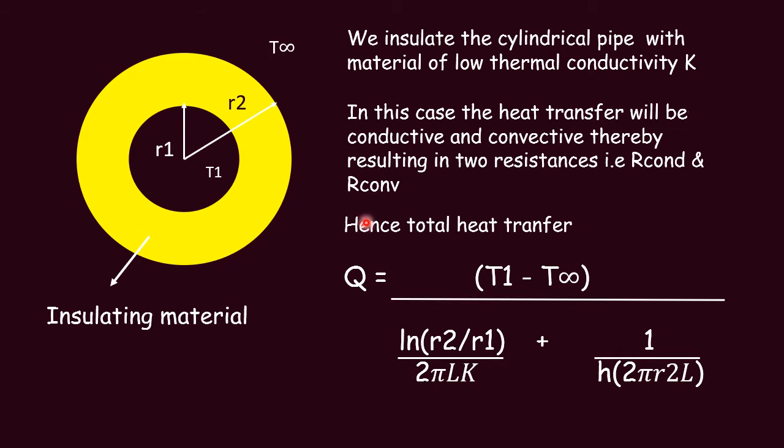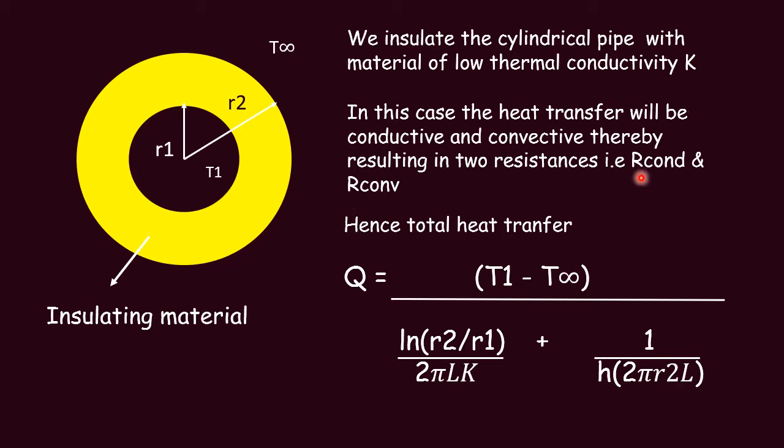Now in this case, the same cylinder is provided with an insulating material which has a low thermal conductivity denoted by capital K. Now when we pass the heat, the heat transfer takes place by convection, then through this R2 by R1 by conduction, and then again convection. When we calculate the total heat transfer from this end to the surrounding, we get this equation, that is T1 minus T infinity upon ln R2 by R1 over 2 pi Lk plus 1 upon H 2 pi R2 L.